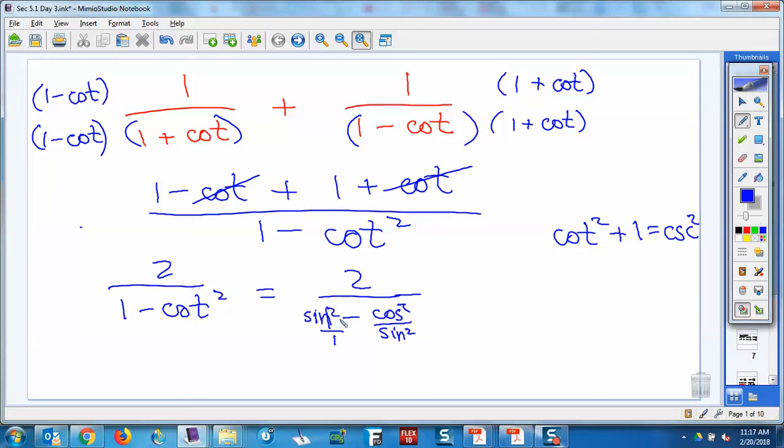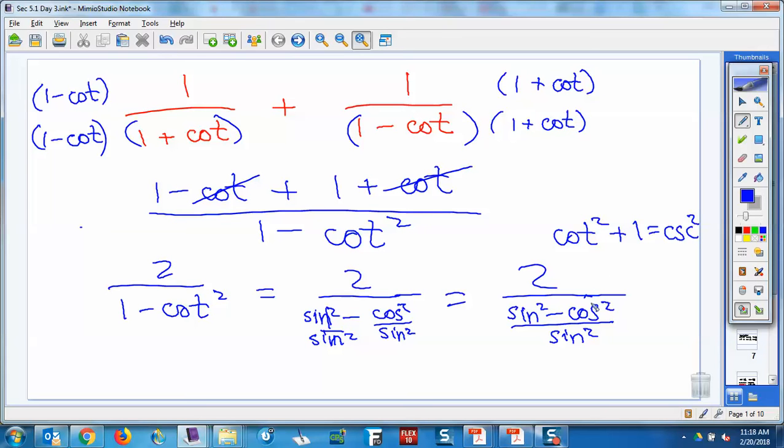I need this to be sine squared over sine squared. I need a fancy 1 here. I need sine squared over sine squared, because then I can do what you wanted to do. Now when I put those together, I can flip this up. So now I got 2 over, and what do I have here? I got sine squared minus cosine squared all over sine squared. Okay, now I can flip that.